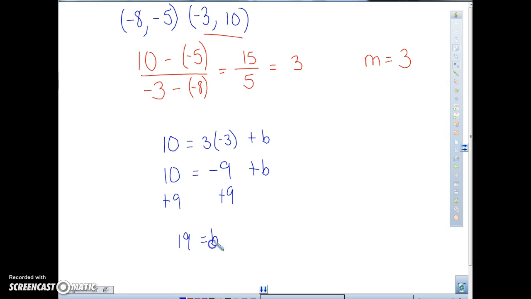19 is equal to b. So my equation is y equals 3x plus 19.